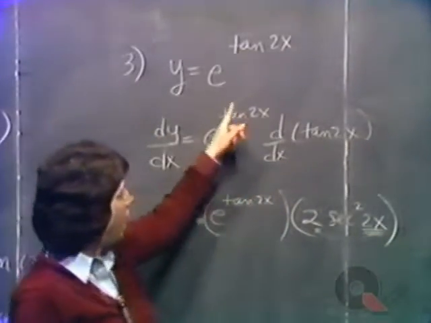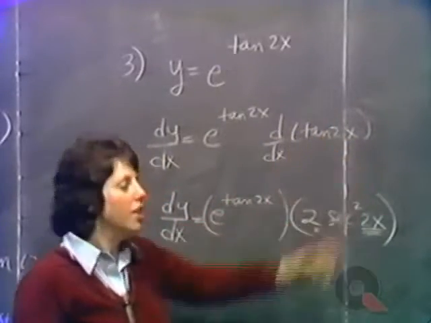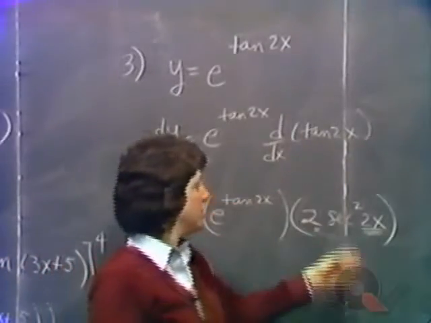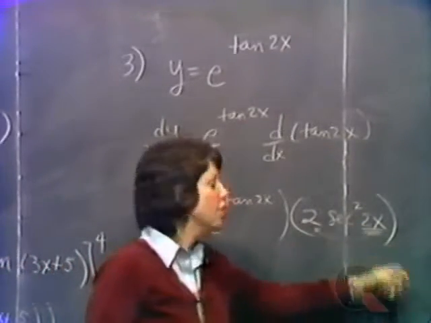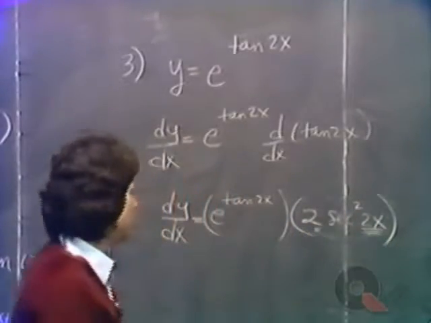So it's e to the power times the derivative of the power, but the power is itself tangent of a function. And the derivative of tangent of a function is secant squared of that function, times the derivative of the function. So secant squared 2x times the derivative of 2x, which is 2.